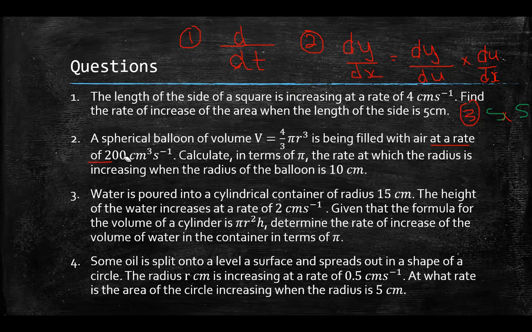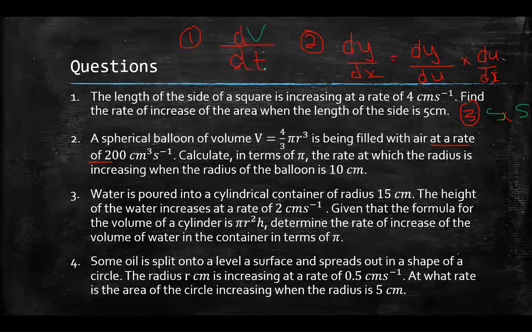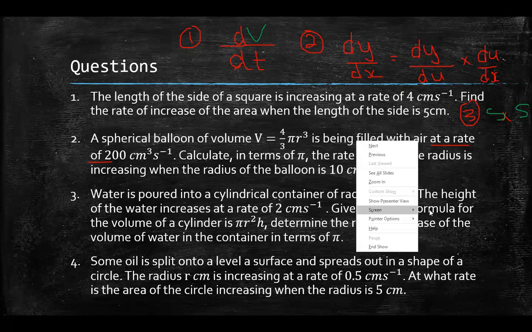So this first line here, they told me that the balloon is being filled with air at a rate of 200 centimeters cubed per second. At a rate of implies that it's over dt. But what quantity are they talking about? They're talking about volume. So it's dV on dt that they're talking about. Next thing, chain rule. dy on dx is equal to dy on du times du on dx. So let me just go to the black screen to do that one.